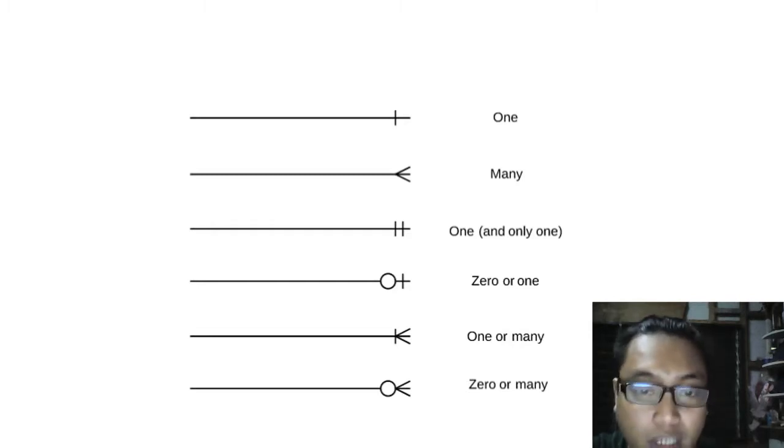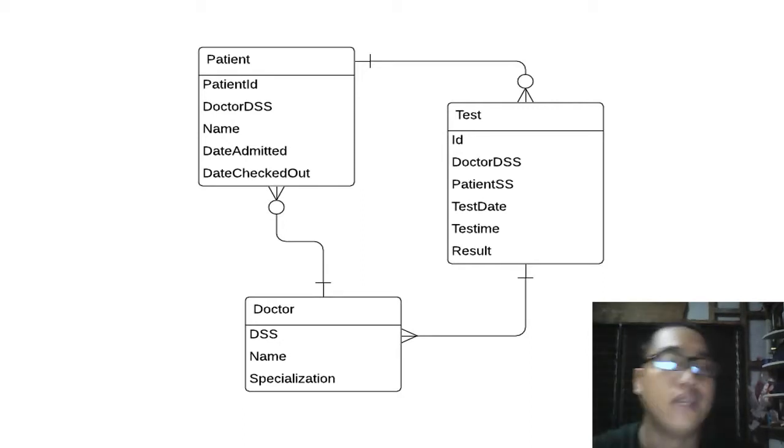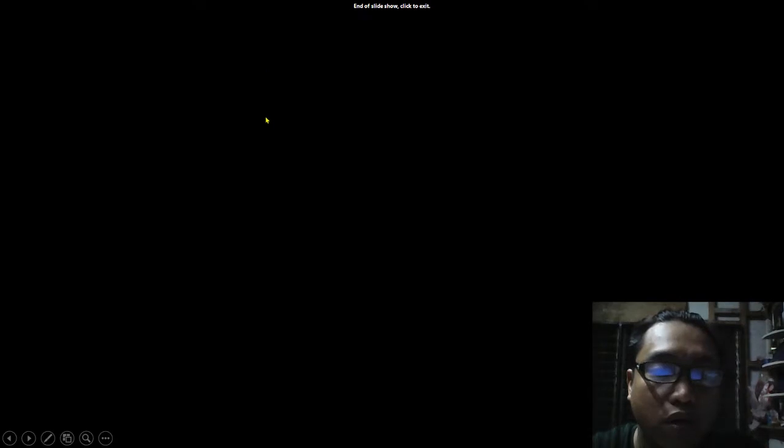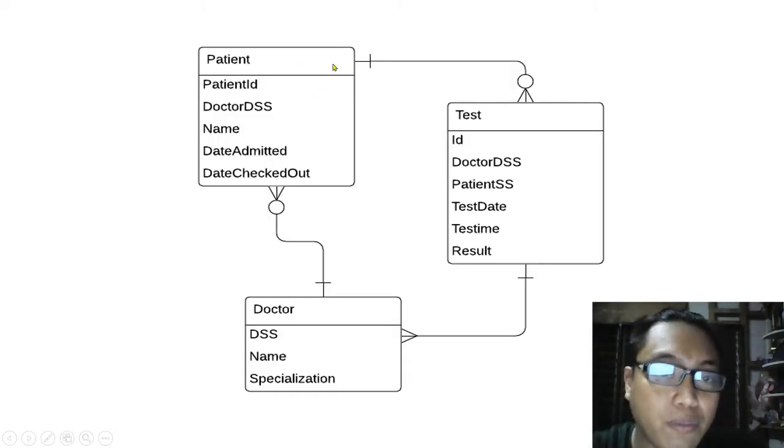I have an example of a hospital flow, showing how to use the ERD cardinality, the entities and their relationships. This is my example. We know that our entity is the patient. For the patient we need the patient ID, doctor name, date admitted, and date checkout.